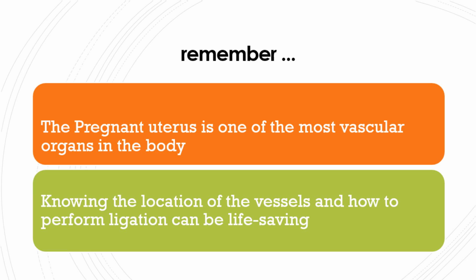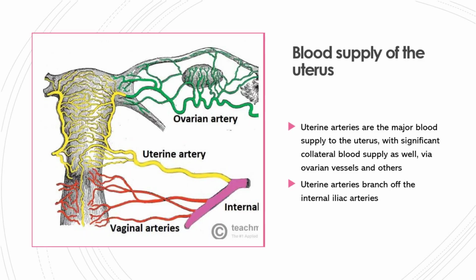The pregnant uterus is one of the most vascular organs in the body. You must know the vessels that supply the uterus. Uterine arteries are the major blood supply to the uterus, with significant collateral blood supply via ovarian vessels.